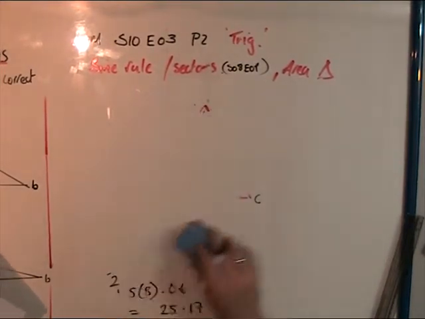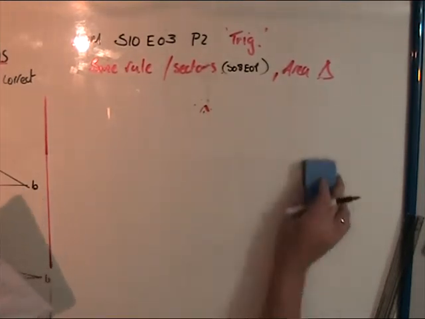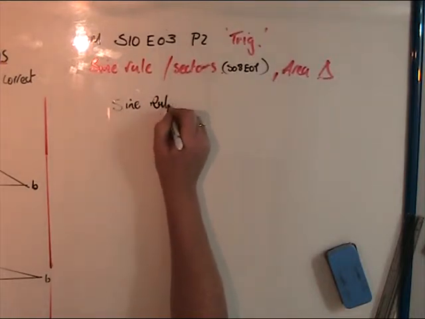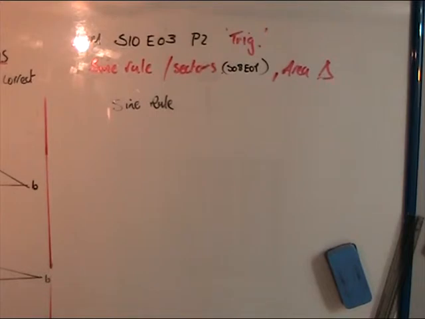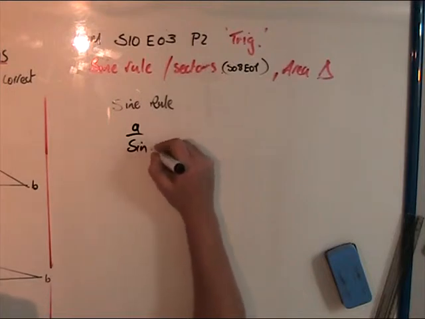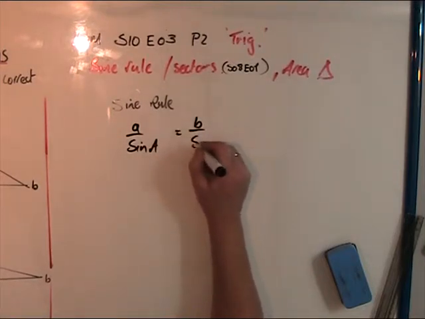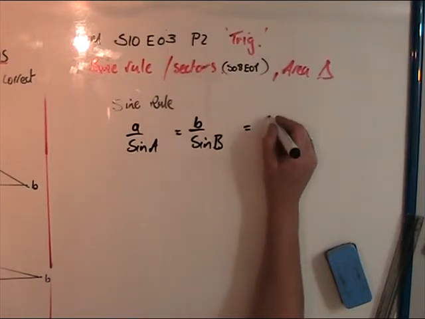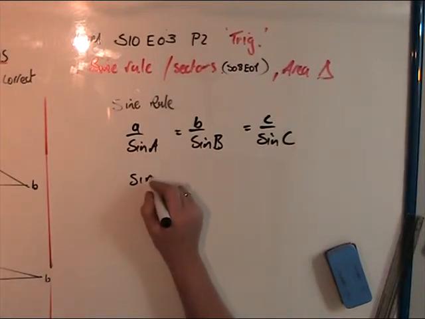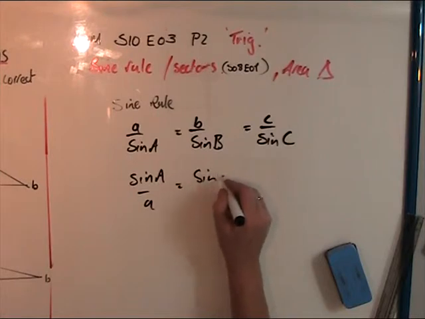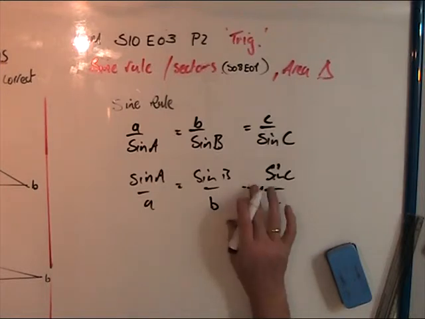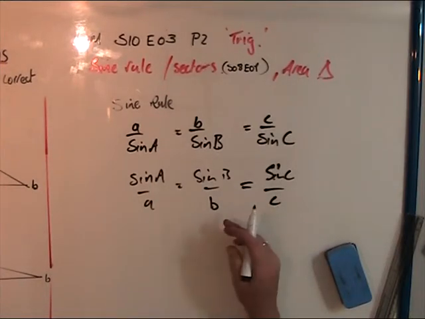Right, now I'm going to show you how to do the sine rule. Now the sine rule says that a over sine A is equal to b over sine B, and it's also equal to c over sine C. And you can turn these upside down, and they become sine A over a is equal to sine B over b, and so forth, sine C over c. So I changed them around.